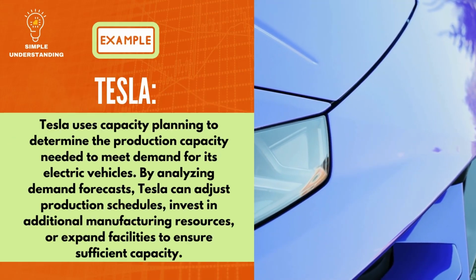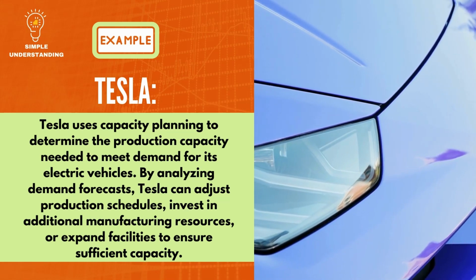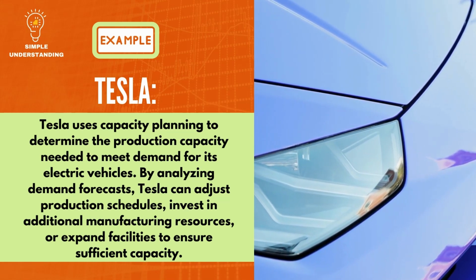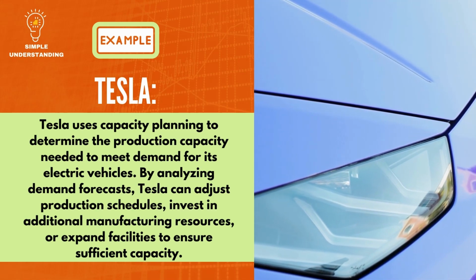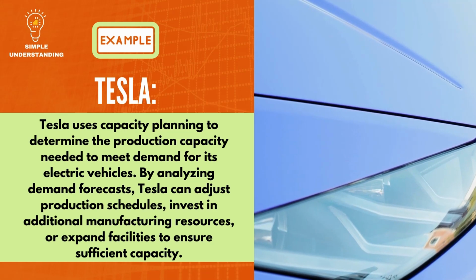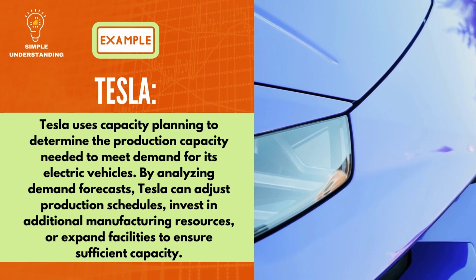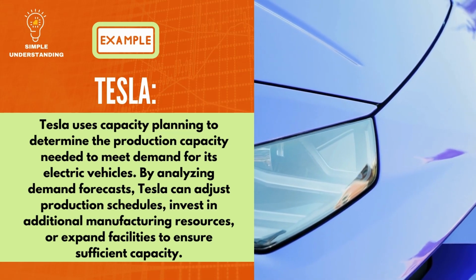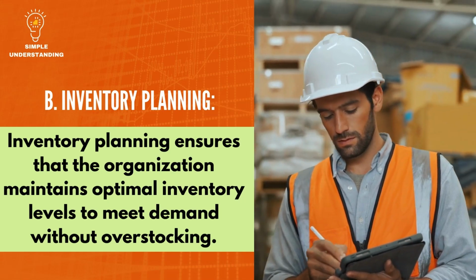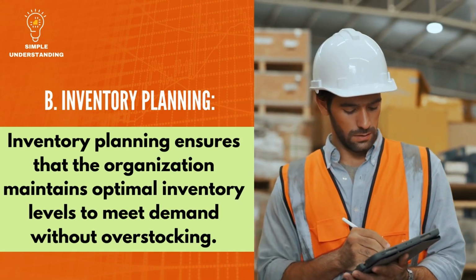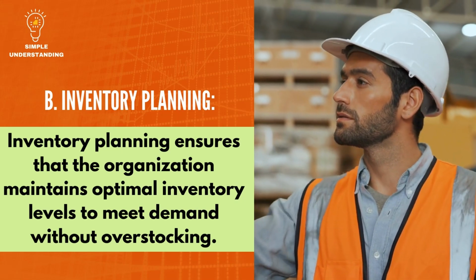Example: Tesla. Tesla uses capacity planning to determine the production capacity needed to meet demand for its electric vehicles. By analyzing demand forecasts, Tesla can adjust production schedules, invest in additional manufacturing resources, or expand facilities to ensure sufficient capacity. B. Inventory planning. Inventory planning ensures that the organization maintains optimal inventory levels to meet demand without overstocking.